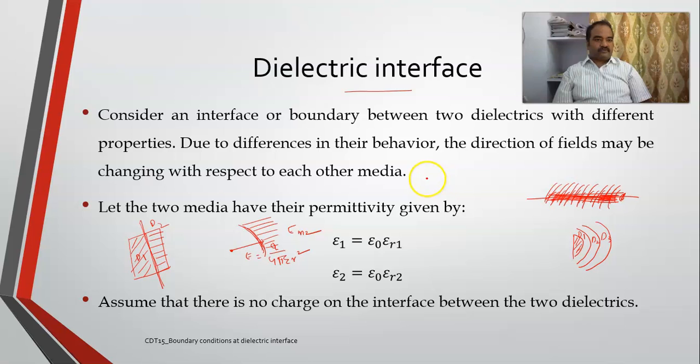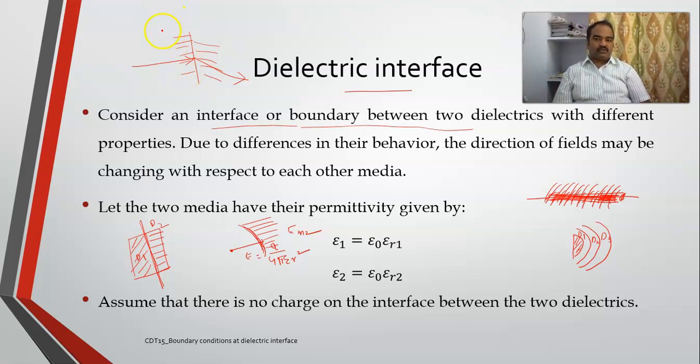Okay. So for our easy understanding, let us suppose we consider two simple dielectric materials with different properties, and these two dielectric materials may differ in behaviors. We will assume that the direction of the fields will change with respect to the other medium. Let us suppose this is medium D1 and this is D2, and the fields will be in this direction. It may not be the same. The directions may change. It depends upon the property of that particular material.